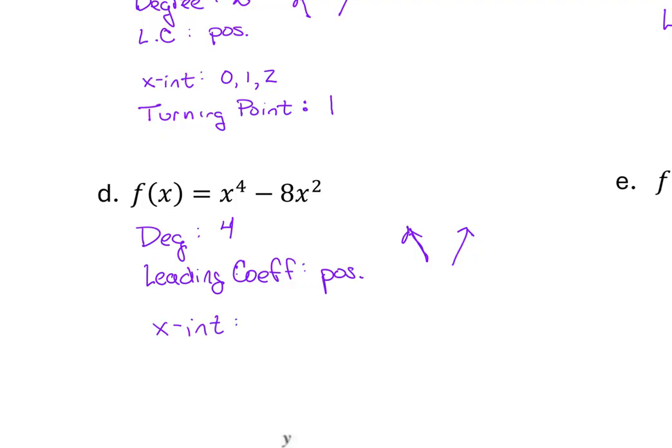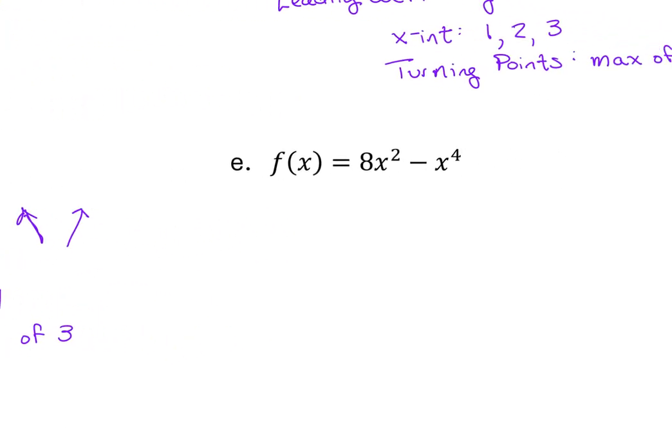We are getting pretty large here. I'm going to say maximum of 4 x-intercepts. We can still have 0, but it can be any number between 0 and 4, since our degree is 4. And for our turning points, we take our degree, we subtract 1, and we get a maximum of 3 turning points.